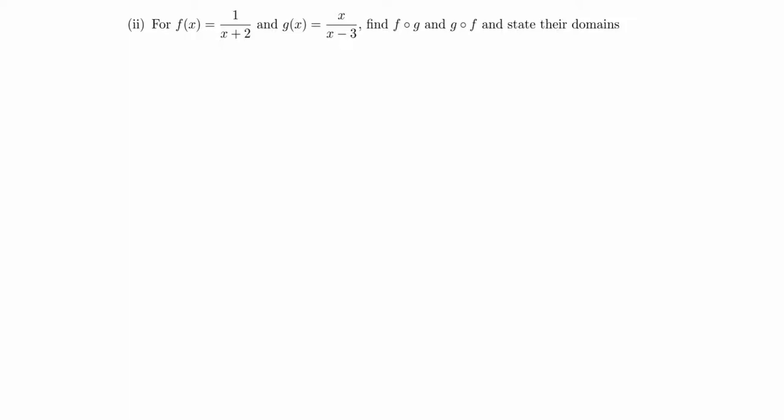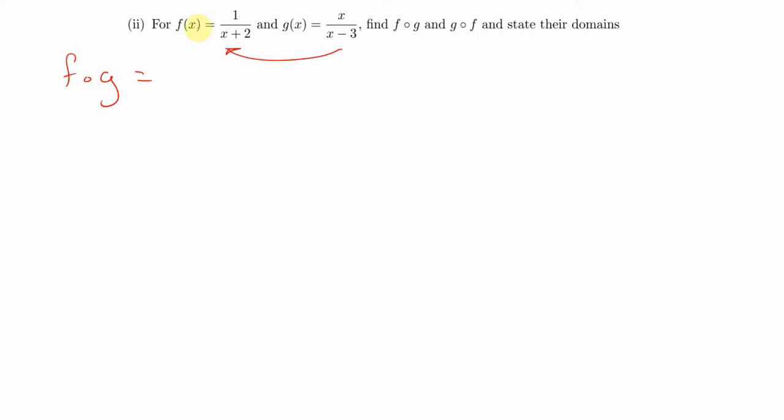Okay, similar question. We're doing a composite function and finding f of g and g of f. So let's start with f of g. So for f of g, instead of 1 on x plus 2, we're going to have 1 on x minus 3 plus 2.